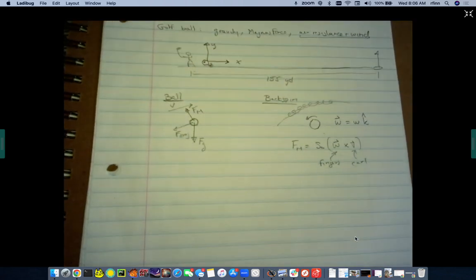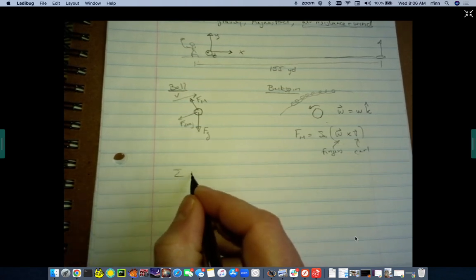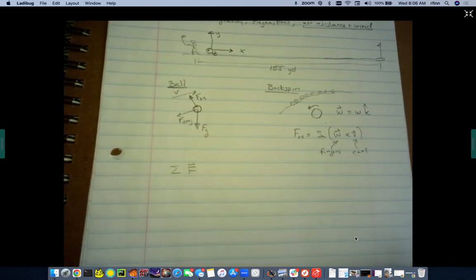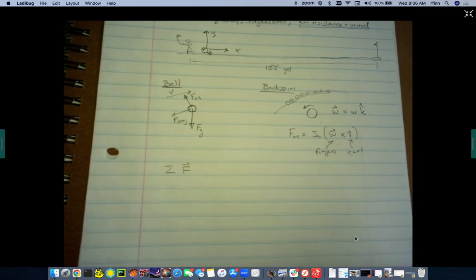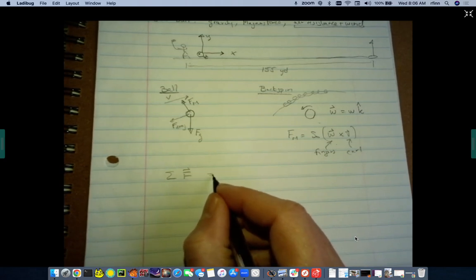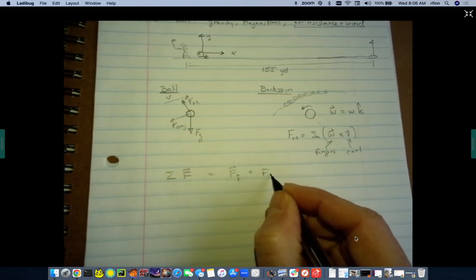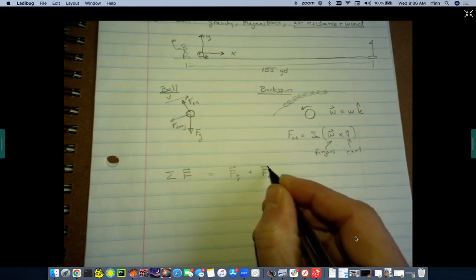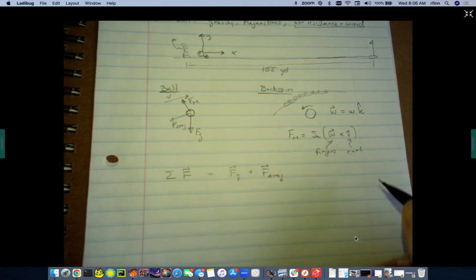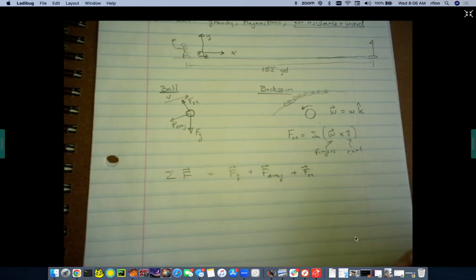Okay, so we want to then sum the forces, because what we're trying to do is get an acceleration, and once we have an acceleration, we can apply the Euler method. Okay, so sum of the forces, we have force of gravity, we have force of drag, and I'm just writing pluses here because I'm putting vectors on top, right? So I'm going to take direction and components into account in a second. And then the Magnus force.